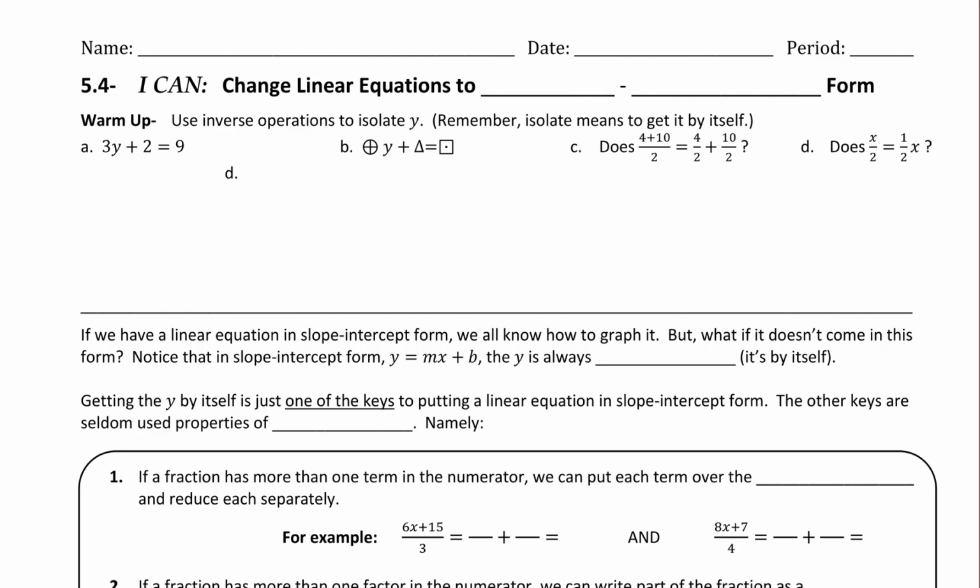We're now ready to get into some really useful skills when working with linear equations. We already know what slope-intercept form is. We did that in the last chapter. We reviewed that in the last unit. So now in 5.4, the I can statement is I can change linear equations to slope-intercept form.